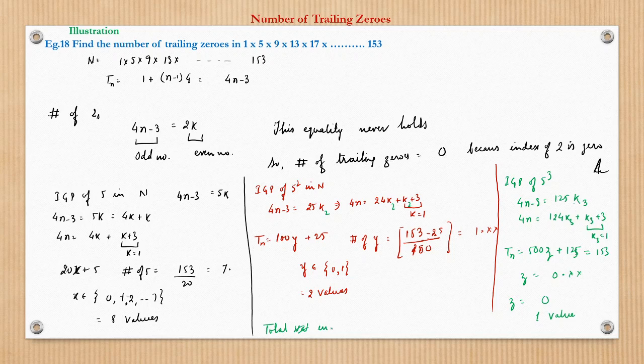So total values of, or total index of 5. I mean 8 index of 5, then 2 index of 5 square. I mean 2 additional 5 and 1 additional 5 here from 5 cube. So total index of 5 is nothing but 5 raised to power 11. So therefore, number of trailing 0 is equal to 11.